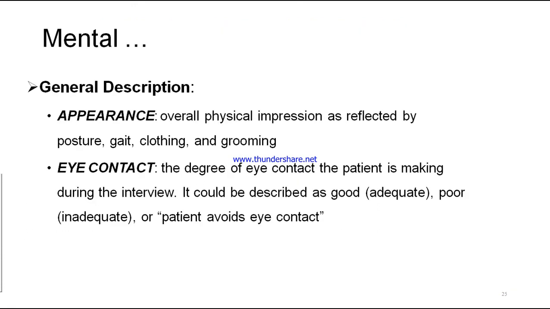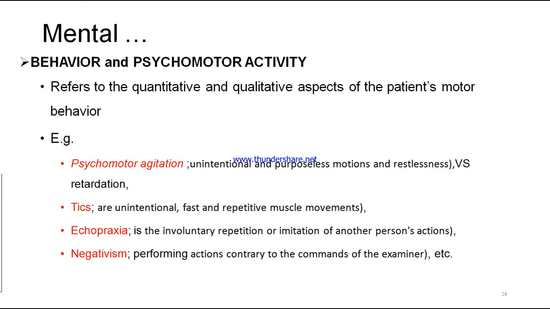In mental status examination, the things we assess are appearance and eye contact. Another is behavior and psychomotor activity, for example psychomotor agitation, which means unintentional and purposeless motion, restlessness, versus retardation. The patient may be retarded or psychomotorly agitated: agitated, restless, with purposeless movement.